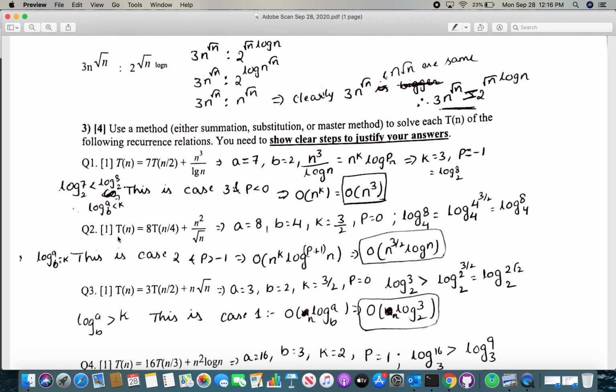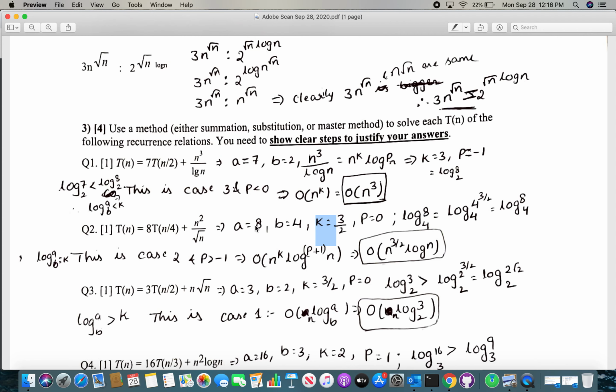So the second question is like this: we need to first calculate the a value, b value, k value, and p value for all the problems. Here a equal to 8, b equal to 4, and here if you see, n will not be 2 because we have root n in the denominator. So after simplifying this, k will be 3 by 2, and as there is no logarithmic part, p will be 0.